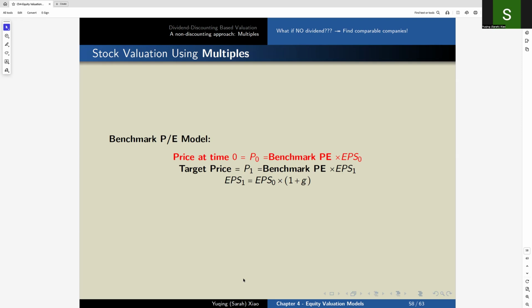The benchmark PE model is presented as the following. Price at time 0 equals the benchmark PE times the earnings per share at time 0. And if we are interested in the target price, or P1, it equals the benchmark PE times the earnings per share at time 1. To find EPS1, we can just use EPS0 times 1 plus the growth rate.